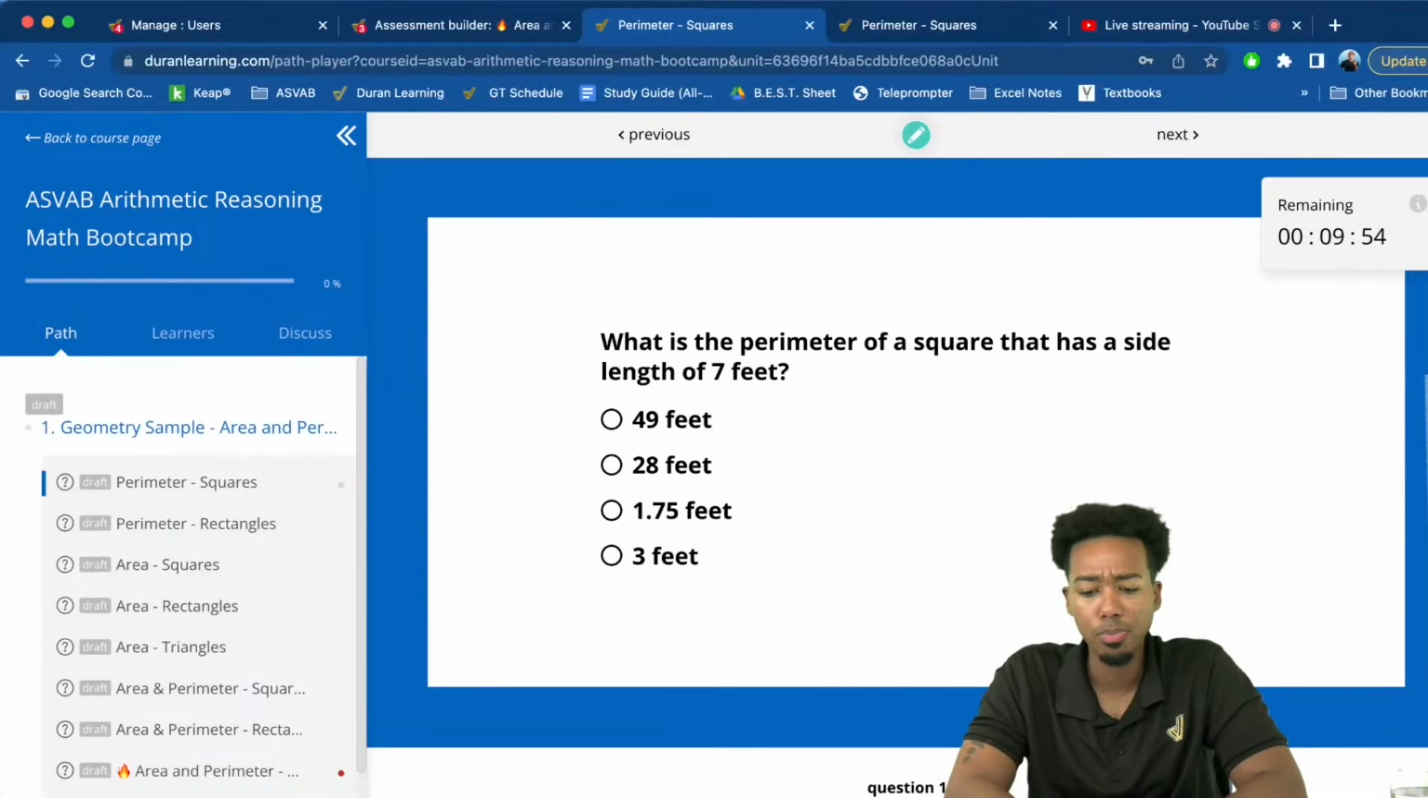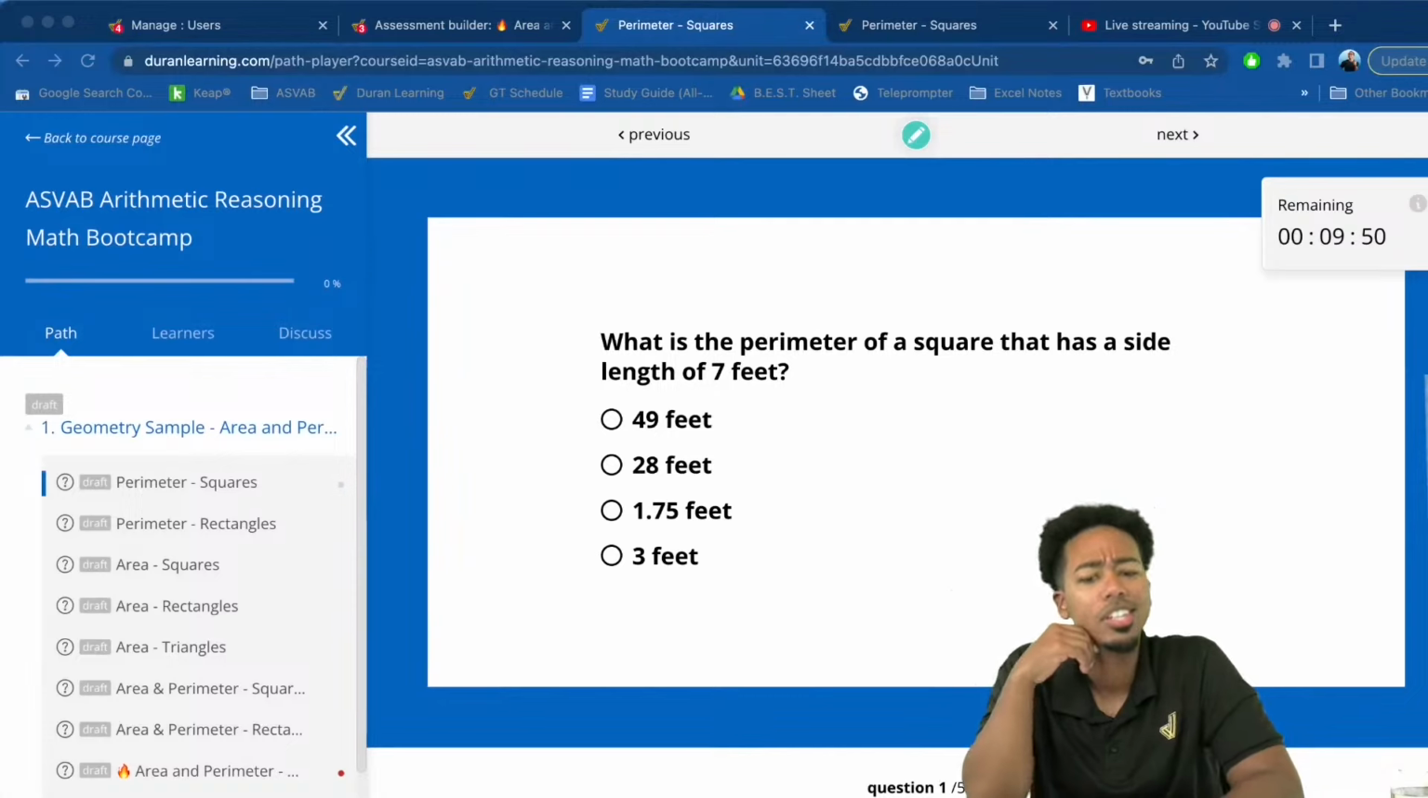And so what is the perimeter of a square that has a side length of 7 feet? Everybody help me out here. What's that answer going to be? Quick, quick, quick. What's the answer going to be? What is the perimeter of a square that has a side length of 7? What is that?